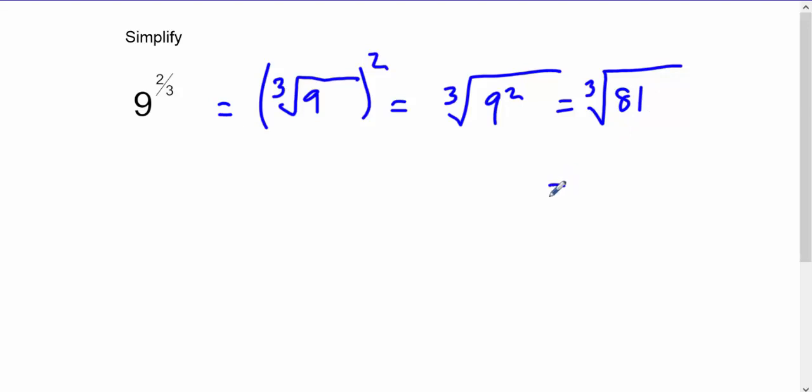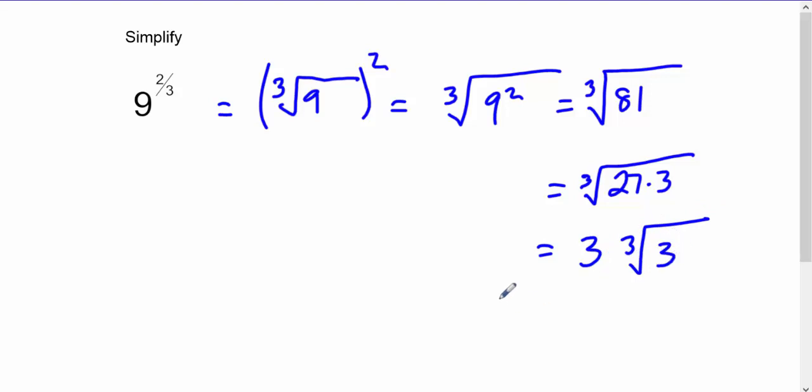Now, if I'm going to simplify that, I may not be able to do it as a singular integer or number, but I may be able to do it in terms of radicals. So in this, I know I have a perfect cube, 27 and 3. And from the 27, I get to pull out a 3. So 3 cube roots of 3 is the simplified form of this base raised to the 2/3 power.